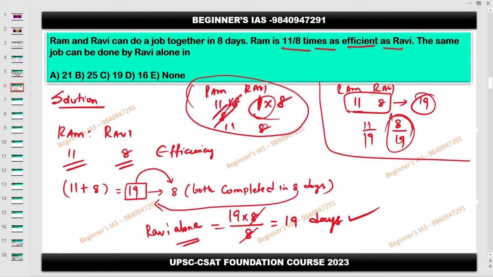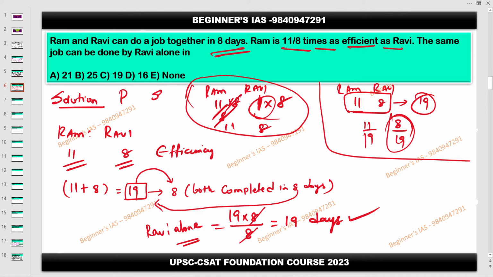Sir, what does this mean? What does it signify, like 11 and 8? Simple, that's what I'm not able to get. See, listen, this is Pratyush. Is it one day's work? No, their efficiency. Okay, efficiency only they are giving. They are not mentioning the time here. Time is given here.